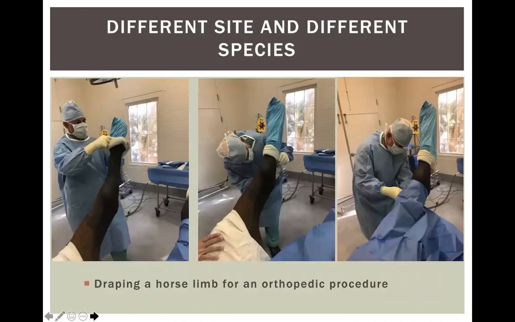Now again, different species, different kind of joint, orthopedics. Here we are, got a leg extended, and we need to cover that hoof. So the rubber glove has been placed after the hoof has been cleaned and scrubbed, but now we're rolling down a sterile cover and clamping it into place.